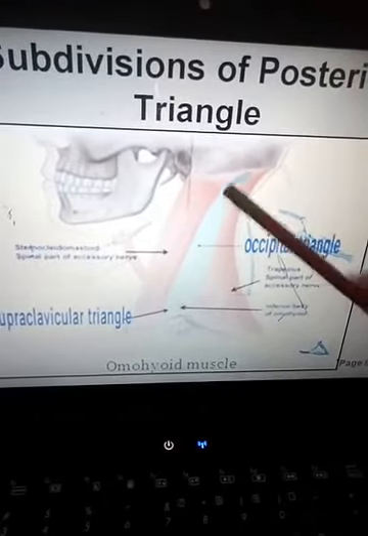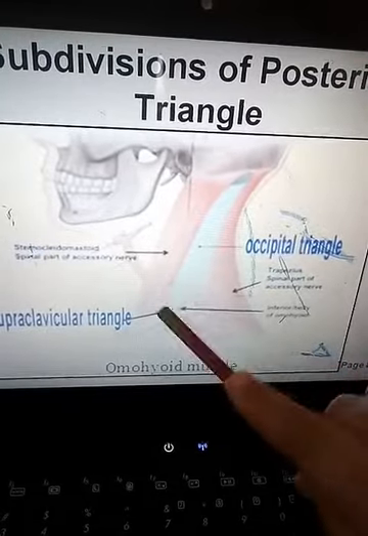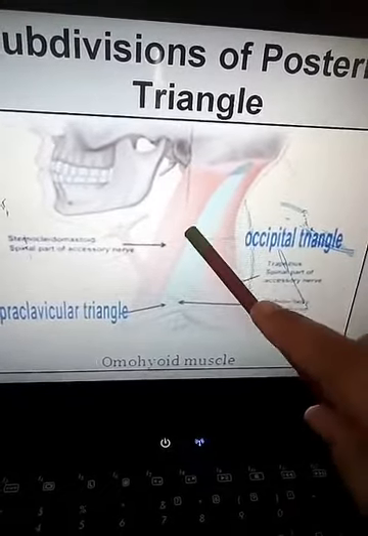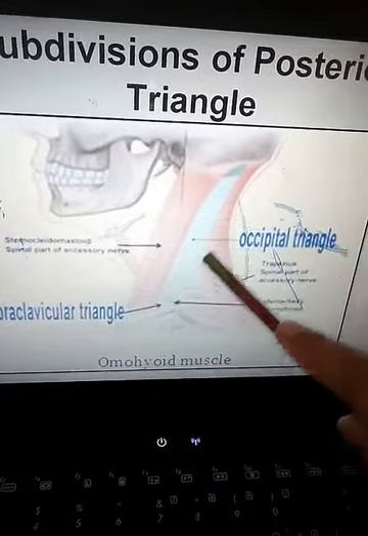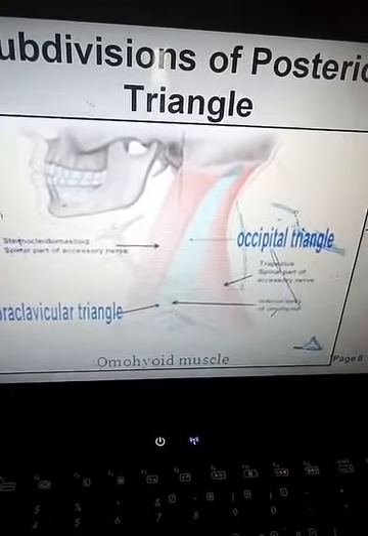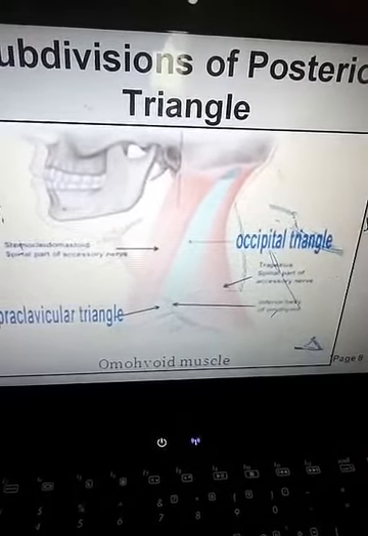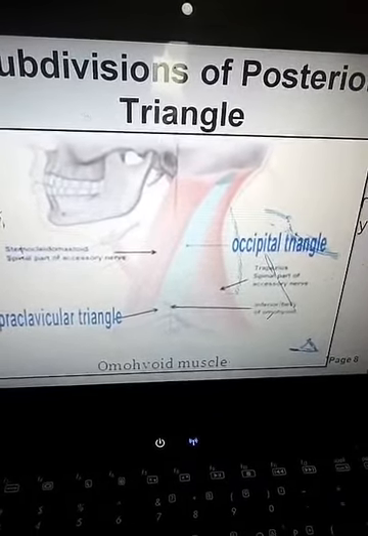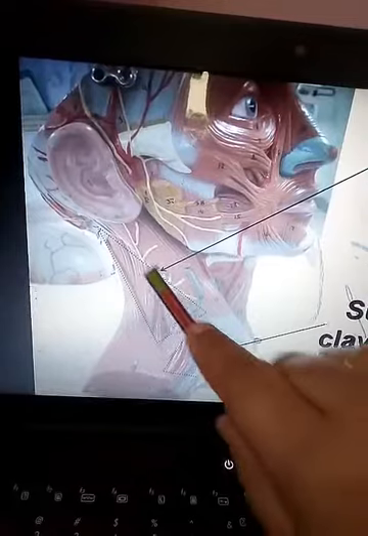Now we will see the contents that are present separately in both the triangles. First of all, the occipital triangle. Its anterior border is formed by the posterior border of the sternocleidomastoid. Posteriorly we have the anterior border of the trapezius muscle. The apex is formed by the union of these two muscles and the base is formed by the inferior belly of the omohyoid muscle. And what are the contents in this triangle? The most important nerve present in this triangle is the spinal root of the accessory nerve. Okay, so this is the occipital triangle. You can see the dotted outline. Okay.